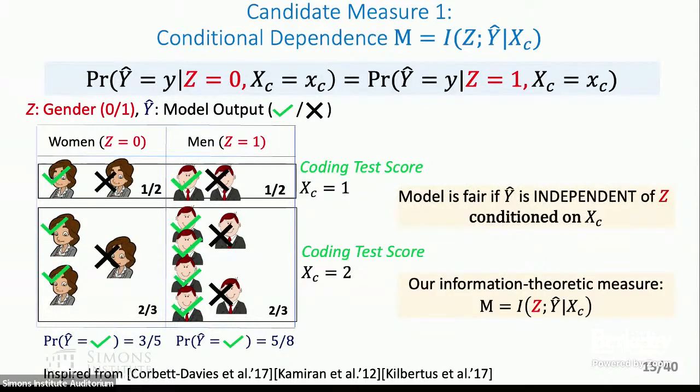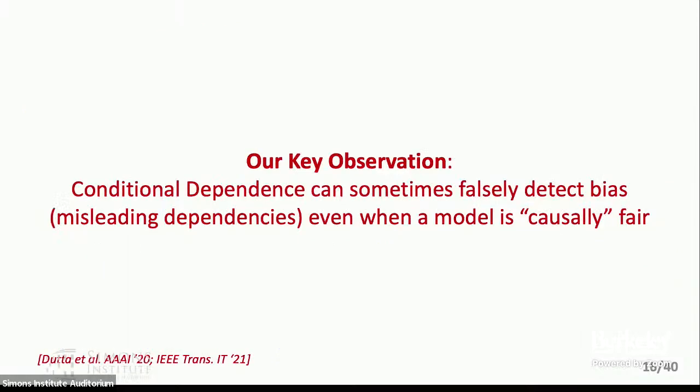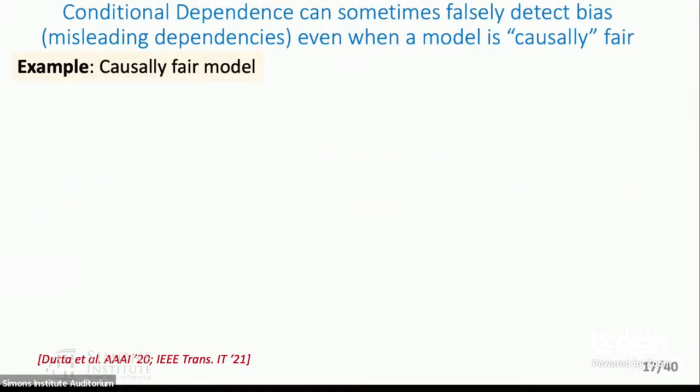And the information theoretic measure for this is conditional mutual information, which essentially captures the conditional dependence between Z and Y hat given the critical features. But in this work, we make an important observation that conditional dependence can sometimes falsely detect bias or misleading dependencies, even when a model is causally fair. And to understand this, we look at a counterexample of a causally fair model.